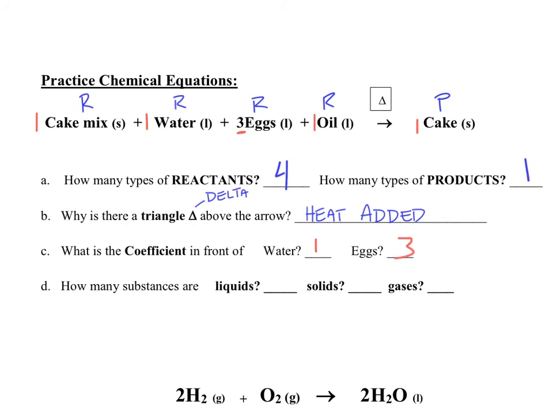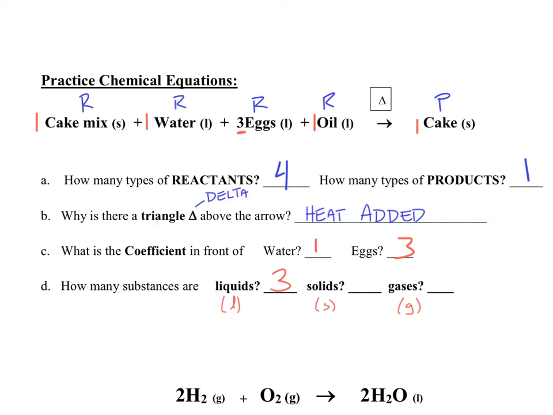How many substances are liquids? So now we are looking for a substance that is labeled with an L. Solids are going to be labeled with an S. Gases are going to be labeled with a lowercase g. So when I look up here, I see cake mix is a solid, water is a liquid, eggs are liquid, oil is a liquid, cake is a solid. So I've got 1, 2, 3 liquids.